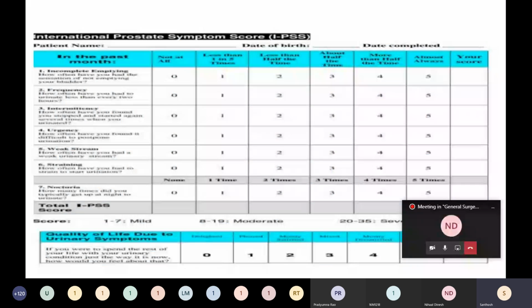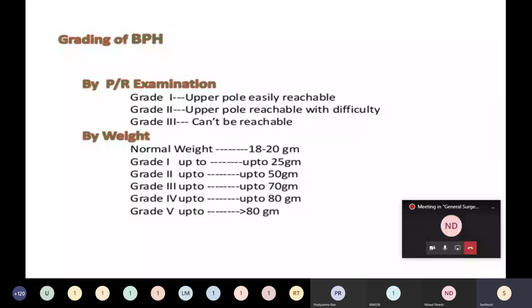This is the symptom score, which is not necessary for you. So this is how you grade by PR examination. In grade 1, upper pole is easily reachable. In grade 2, upper pole is reachable with difficulty, and in grade 3, it cannot be reached.